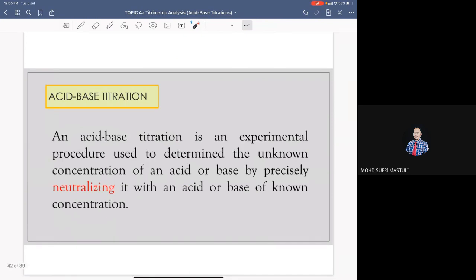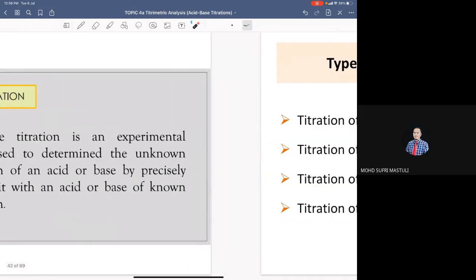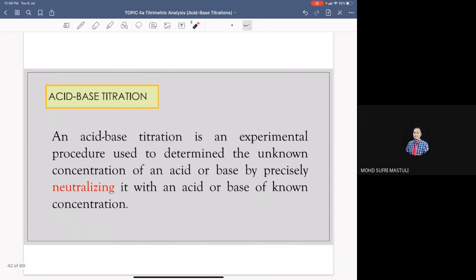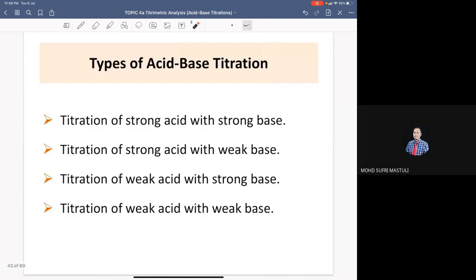Okay, so I think that's all for this video because I don't want to give you a lot of information, because this subtopic, acid-base titration, is quite long. So we try to cut the video into small sections. On the next video, we will learn in detail about different types of acid-base titration.